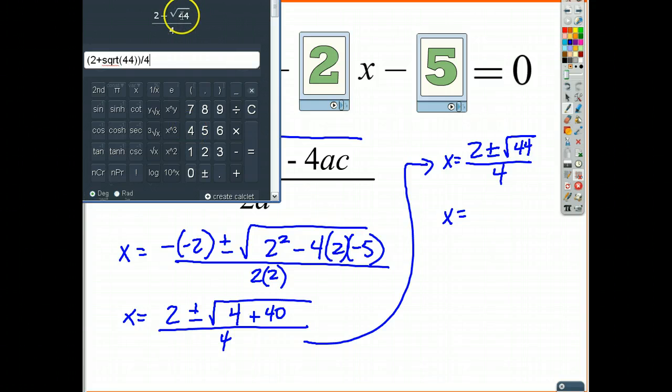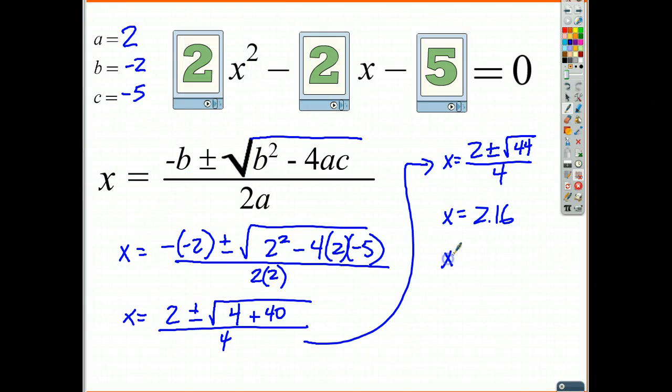Let's see, the square root of 44 is going to be a little less than 7. So 2 plus 7 is 9. 9 divided by 4 should be about 2.2 or so. 2.16. Okay, and then let's do it again.